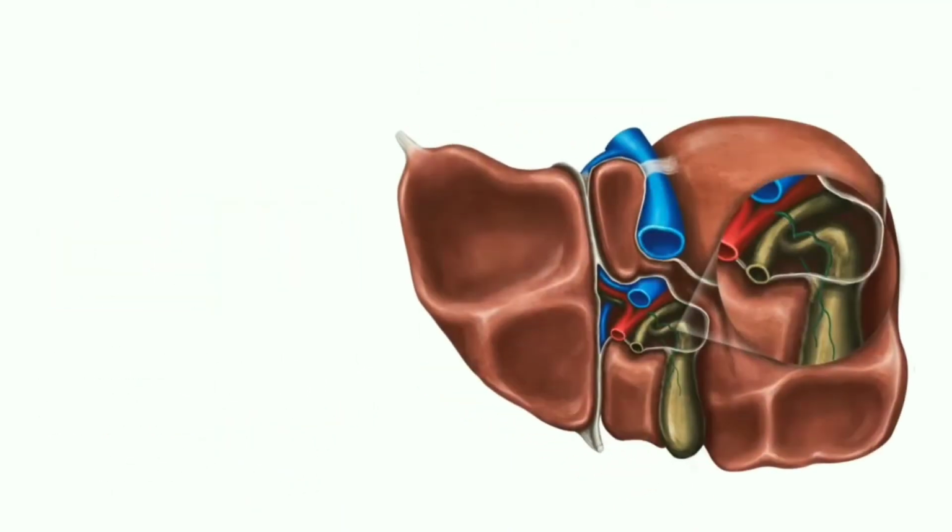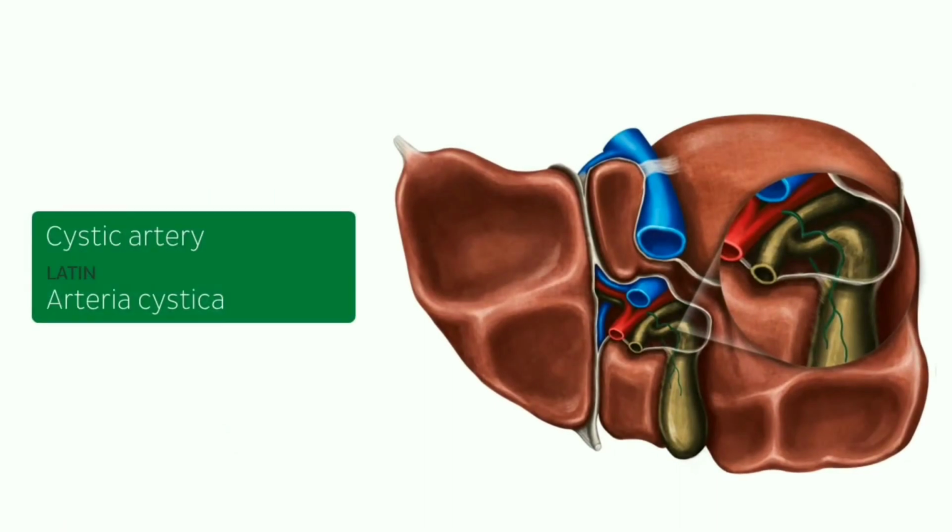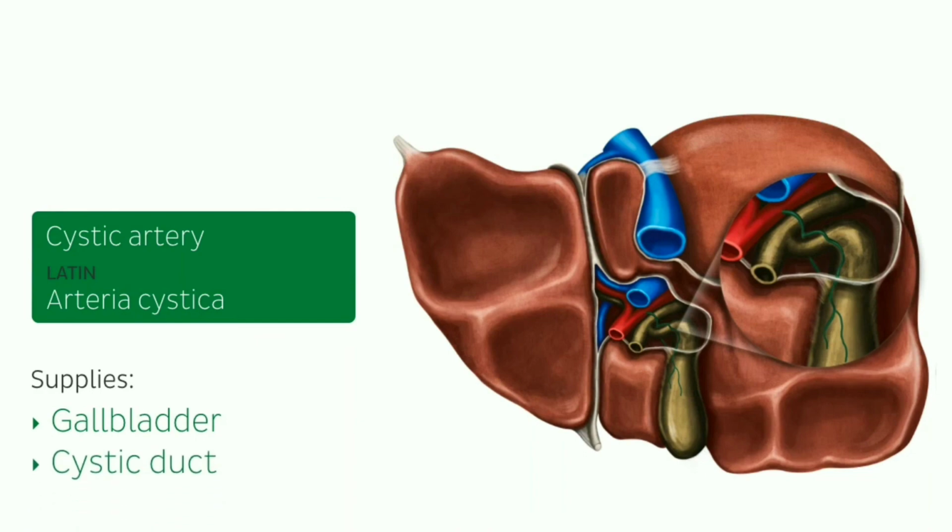Normally running along with the cystic duct is the cystic artery. It arises from the right branch of the proper hepatic artery and passes to anterior and posterior surfaces of the gallbladder. This artery supplies both the gallbladder and the cystic duct.